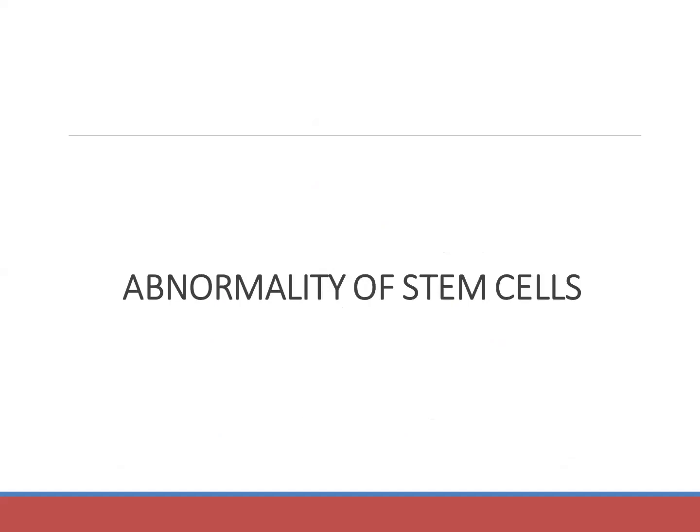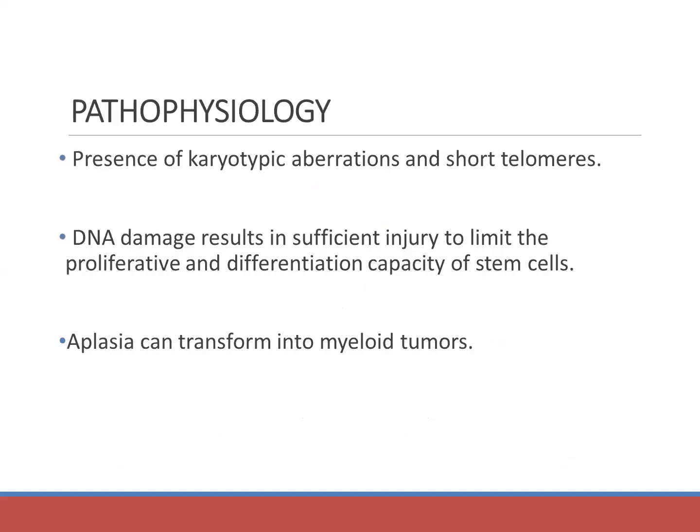Regarding the intrinsic abnormality of stem cells, this is because of various chromosomal abnormalities or short telomeres, as was discussed in the previous slide. Short telomeres can be the result of telomerase defects. They can be due to extensive replication of the stem cells or they can be idiopathic. DNA damage results in injury that limits the proliferative capacity of stem cells. Aplasia can later on transform into tumors, myeloid tumors.